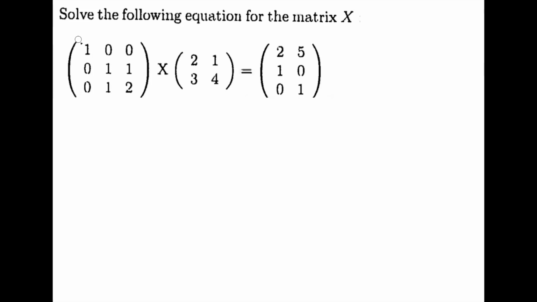Alright, so this question reads, solve the following equation for the matrix X. We're trying to figure out what X is. Now let's just go ahead and name all of our matrices using some variables. So this is A, X is X, this is B, and this is C.